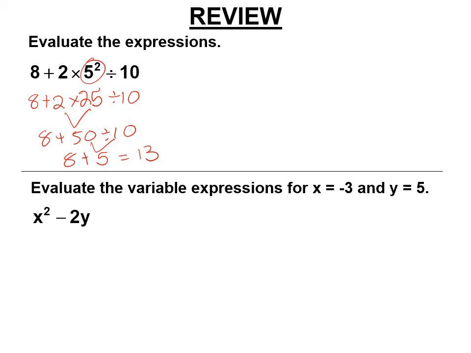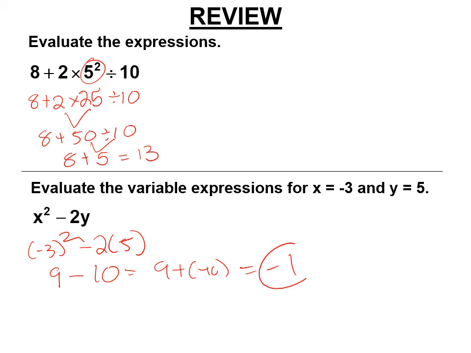Evaluate the variable expression for x is negative 3. So we're putting parentheses around the negative base there. The base is negative 3 minus 2 times positive 5. Negative 3 squared is 9. 2 times 5 is 10. 9 minus 10, same as 9 plus negative 10, is negative 1.